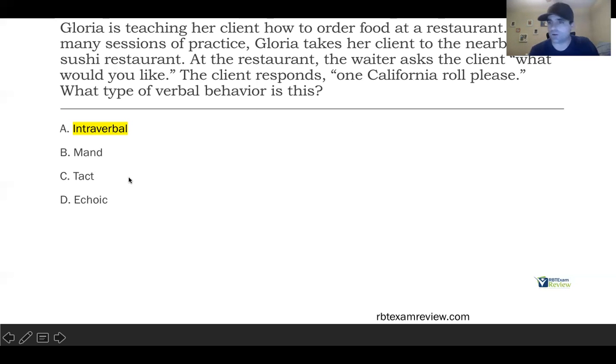Now, is it a tact? No. A tact is just a label. If the client had walked in and pointed at the sushi and said "sushi," that might be a tact. And an echoic is just imitation or repeating. If the waiter asked, "What would you like?" and the client said, "What would you like?" that would be an echoic. But in this case, it's an intraverbal. So these are the 4 verbal operants you want to be familiar with, because they might ask you questions like this on the exam.